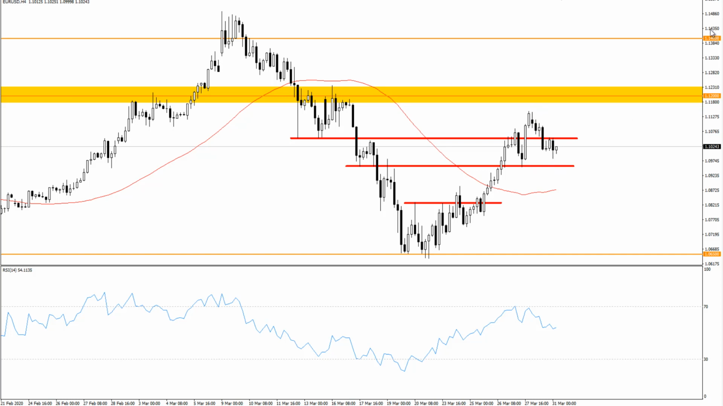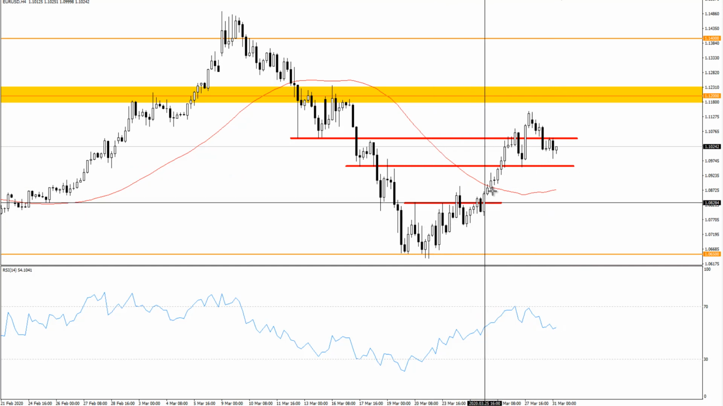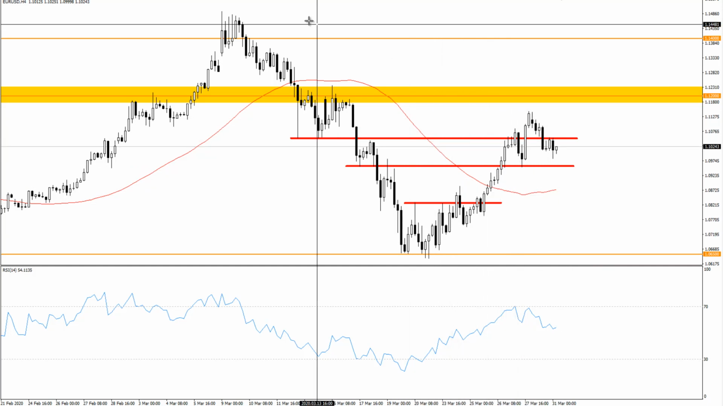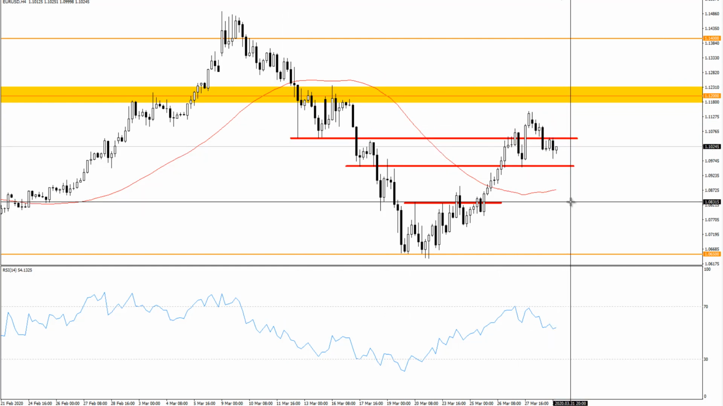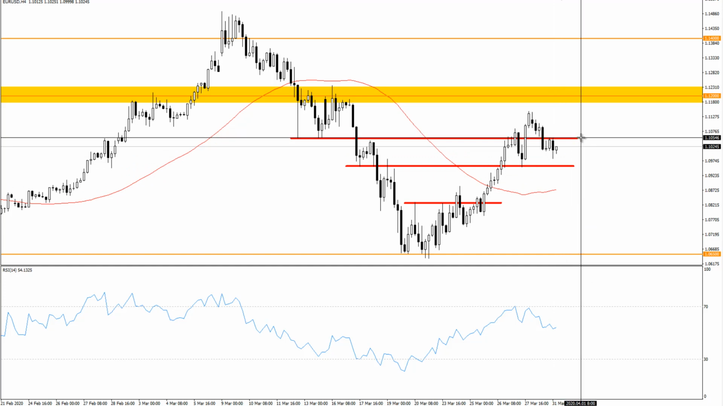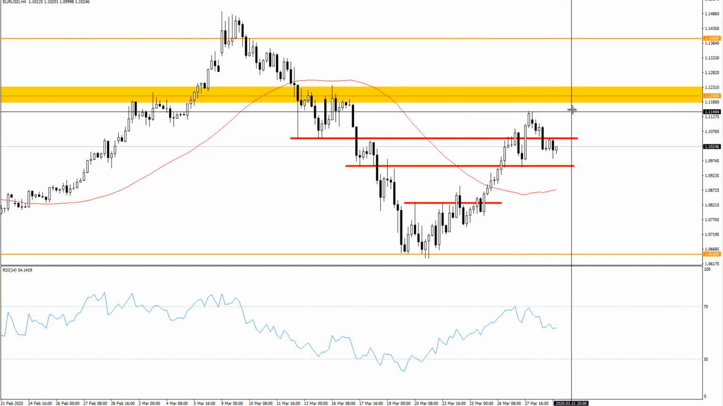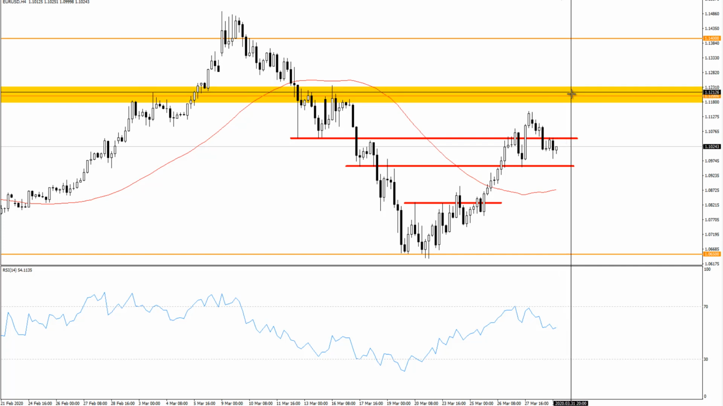But if we do drop back through the 109.50 level, then potentially this huge rebound that we saw on the weekly chart has come to an end and we're rolling back over into a period of euro weakness. If we get back through the 110.50 level on the topside here, then I think we're resuming, and hopefully we can go up and target the 112. And then 112 is our next critical level.